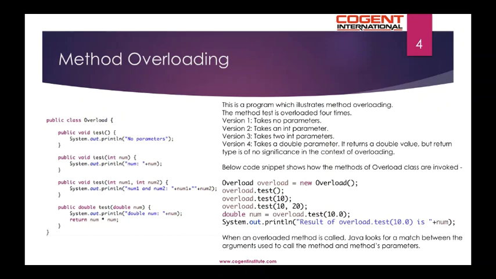Below code snippet shows how the methods of the overload class are invoked. An instance of overload is created. Then we use the dot operator to invoke the first version of the test method, the second version of the test method by passing in an int literal, the third version by passing in 2 int literals, and the fourth version by passing a double literal. When an overloaded method is called, Java looks for a match between the arguments used to call the method and the method's parameters.